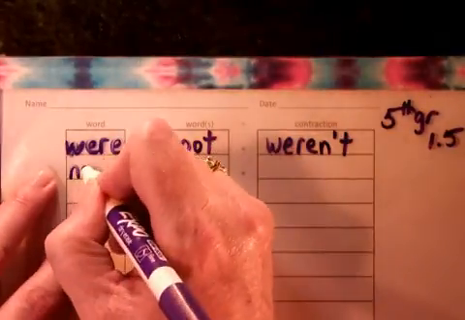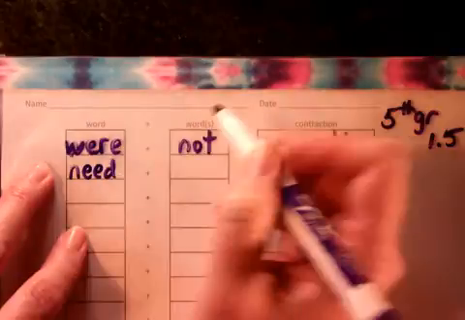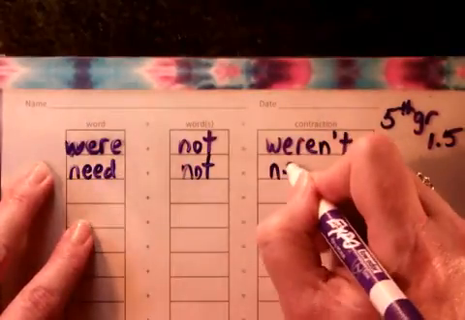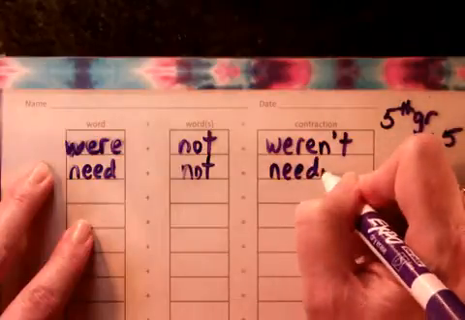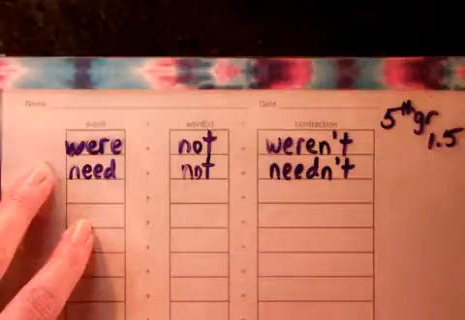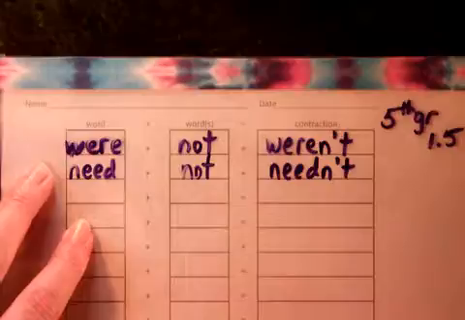So let's go through our words. Need and not. So we put need, N, apostrophe T, for needn't. The first one was weren't. You weren't going to the movies.